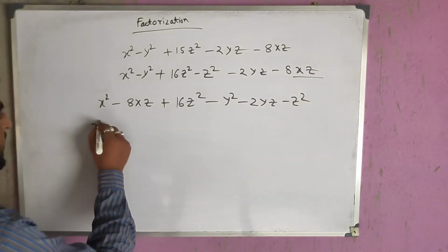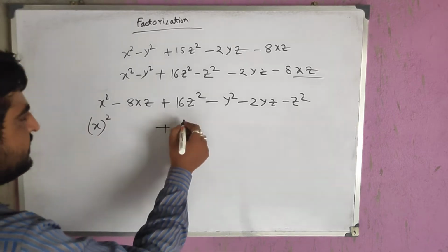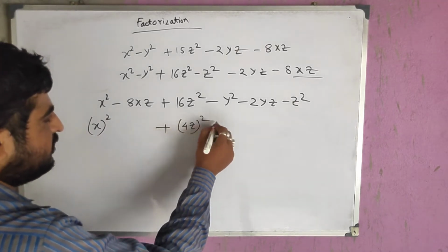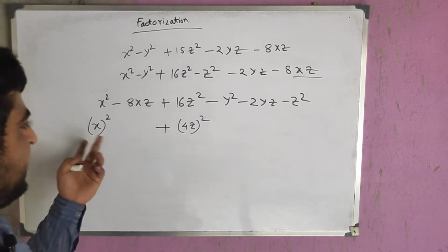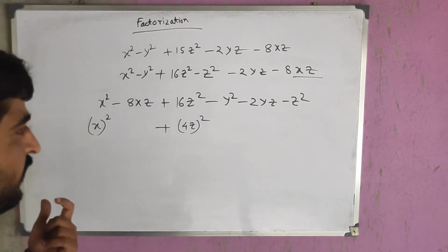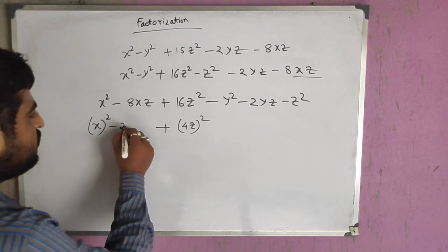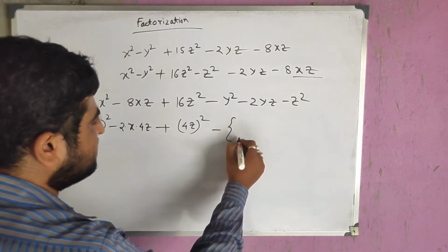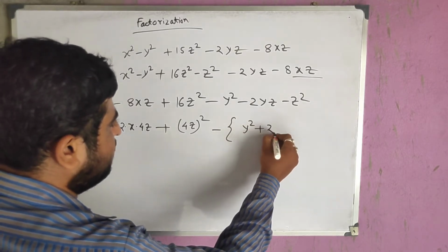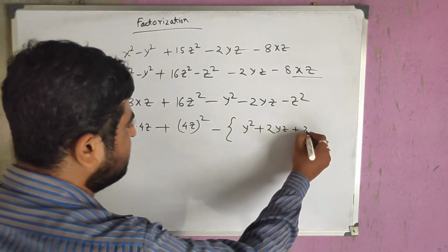Now you see, this is the square of x and this is the square of 4z. So we have got the a and b. In the place of a we have got x, in the place of b we have got 4z. So we have to write it in 2ab form. So 2 into x into 4z. Now take minus as common: y square plus 2yz plus z square.